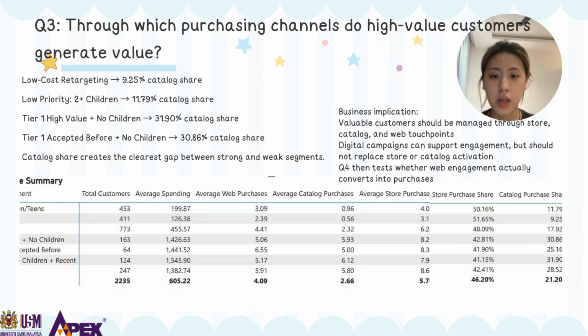Overall, valuable customers should be managed through store, catalog, and web channels together. Digital campaigns can support engagement, but they should not fully replace store or catalog activation. This also leads to the next question, where we check whether web engagement really turns into purchases. That's all my parts. Thank you.